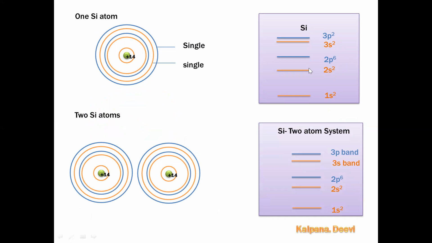When you bring two atoms closer, their outermost orbits will overlap with each other, and in the flat band model, each level will split into two levels. For example, if we take n number of atoms and bring all of them closer, in the flat band model each level will split into n number of energy levels. A group of energy levels we call a band.